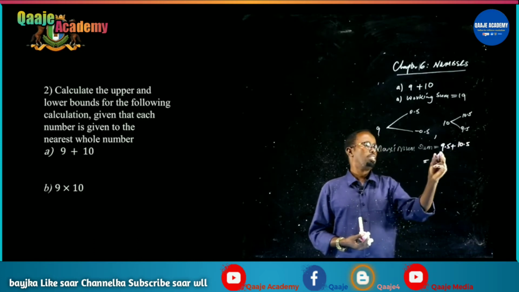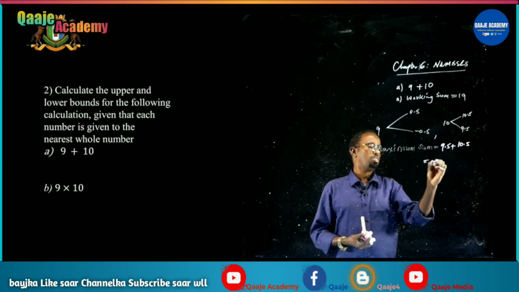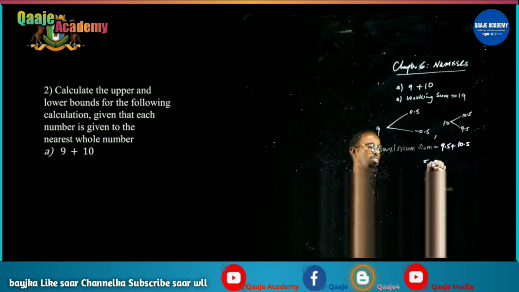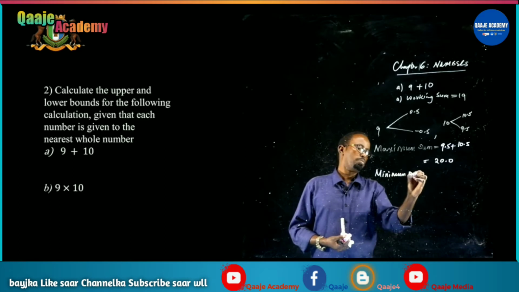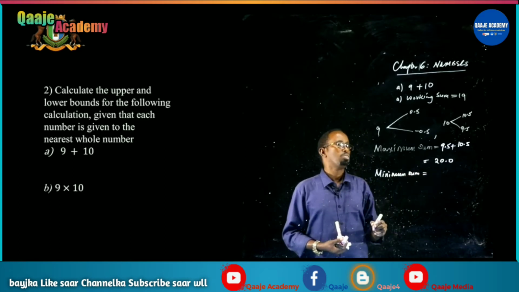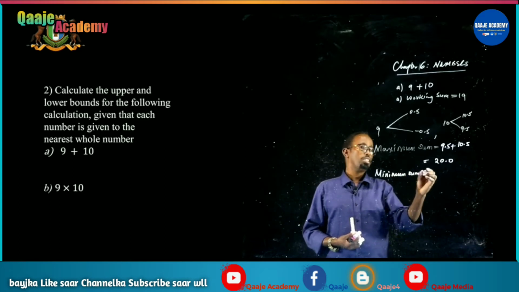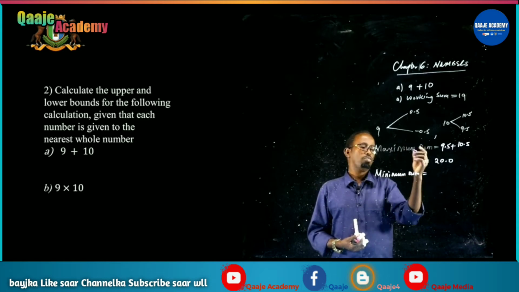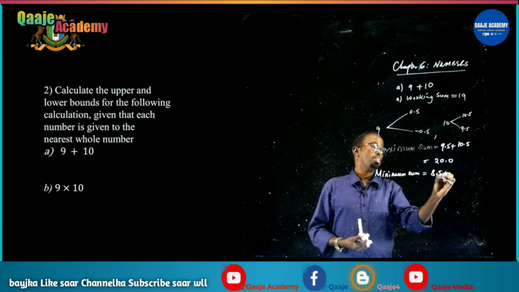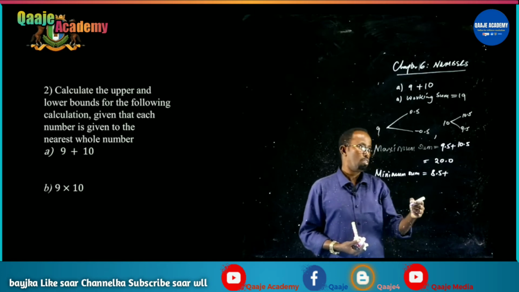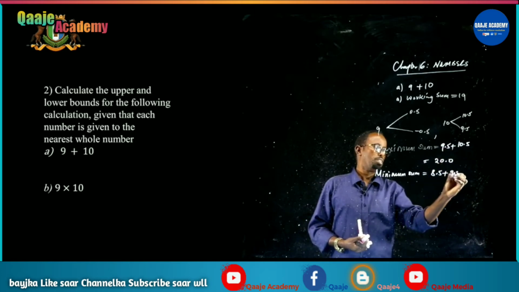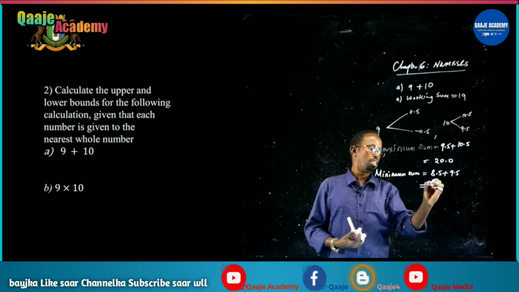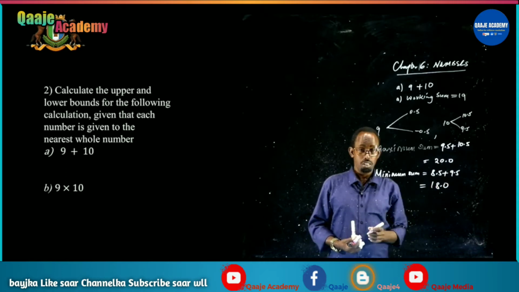You get 20. And then the minimum sum will be equal to the lower bounds. That is, if you subtract 9.5, you get 8.5, and then you get also this one, 9.5. So these two, you get 18.0. That is the minimum sum and the maximum sum.